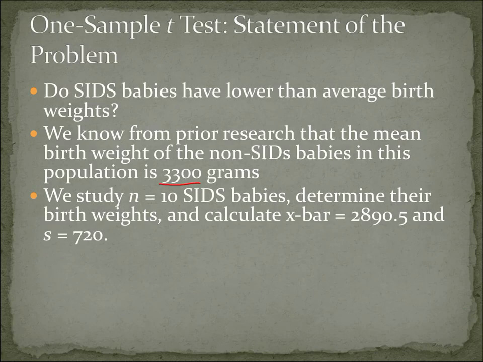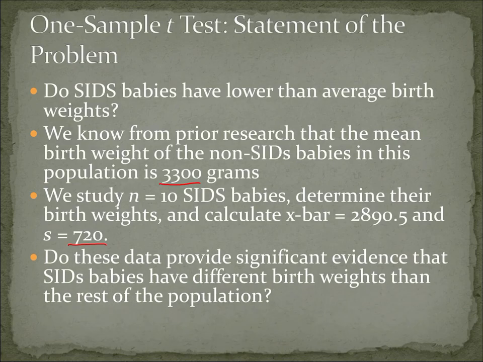We study n equaling 10 SIDS babies to determine their birth weights and calculate x bar equaling 2890.5 and a standard deviation of 720. So do these data provide significant evidence that SIDS babies have different birth weights than the rest of the population?